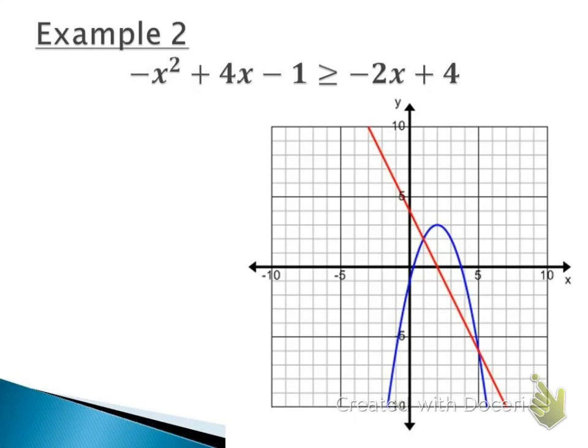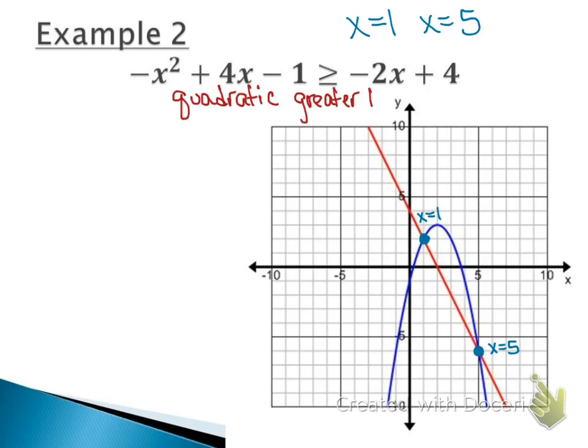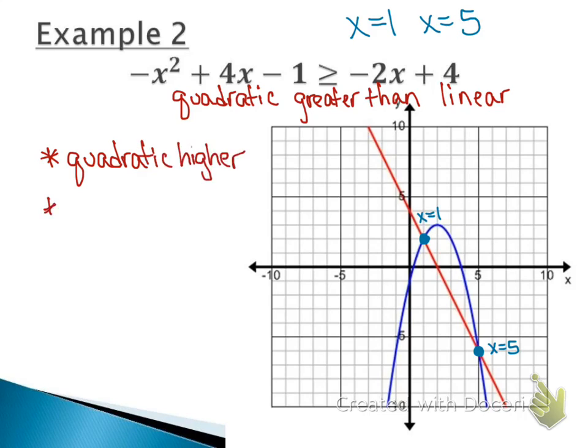Alright, let's look at one more example. We'll go through the same process. First we'll identify the x values of the intersection points. Then we'll ask ourselves what the inequality means. In this case, we're looking at where the quadratic is higher and where the linear is lower. I'm going to highlight the spot on my graph where the quadratic goes higher than the linear function.